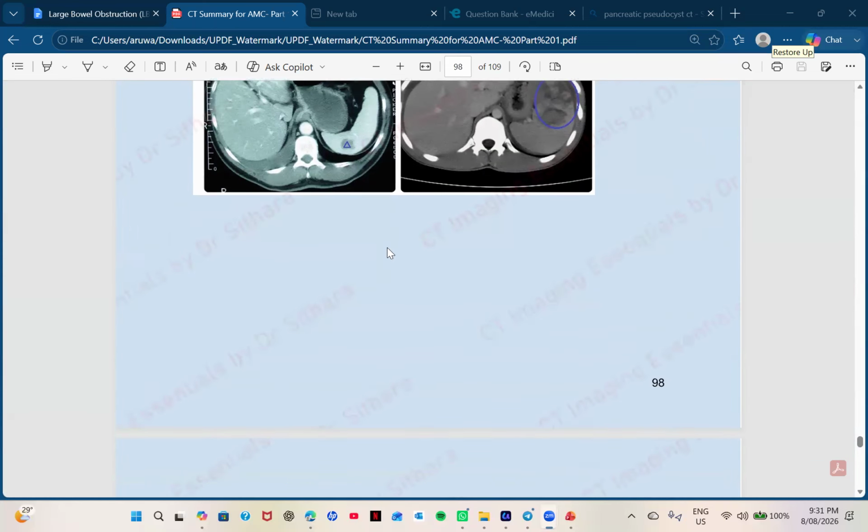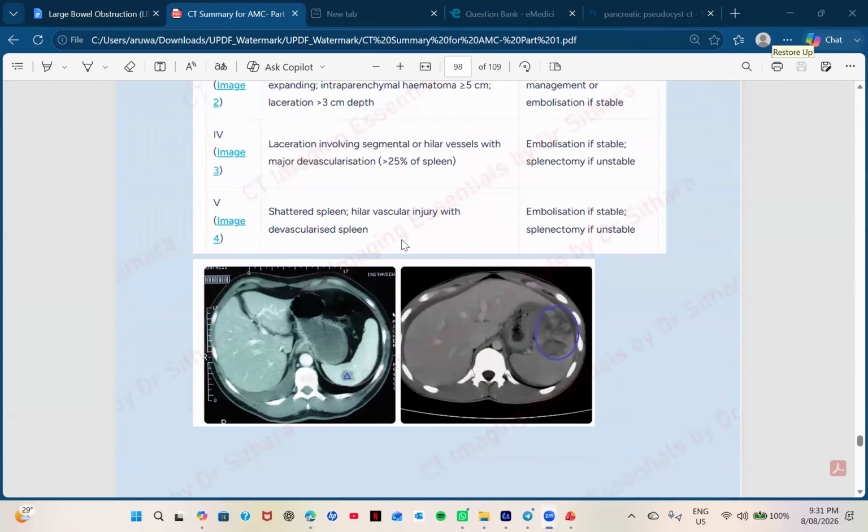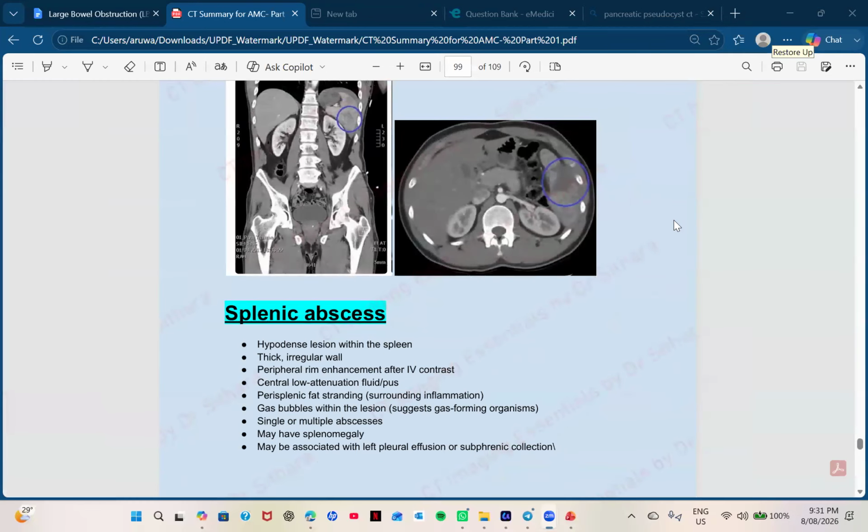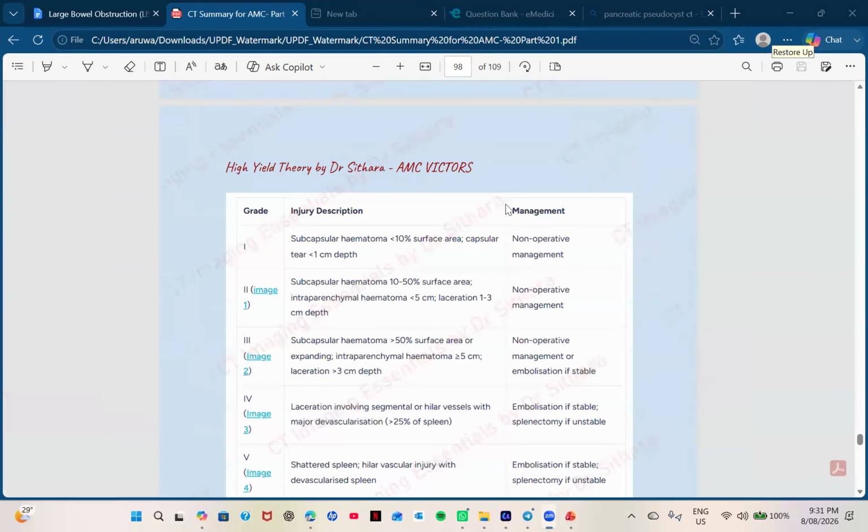If the shattered spleen, this is the one they are usually asking, shattered spleen. Can you see like the parts are not even visible here? The spleen is injured and the particles are also not found, right? Shattered, right? Very damaged. In that case, you need to go with surgery, right?